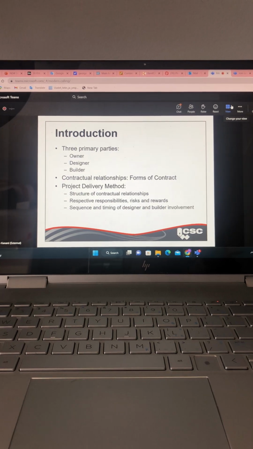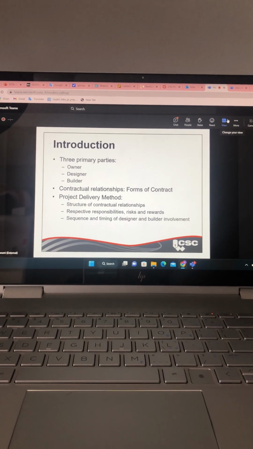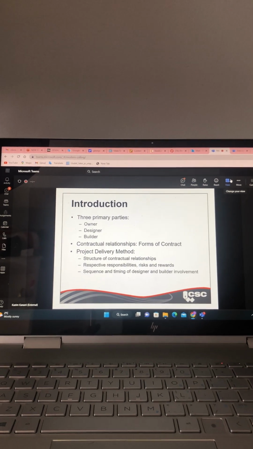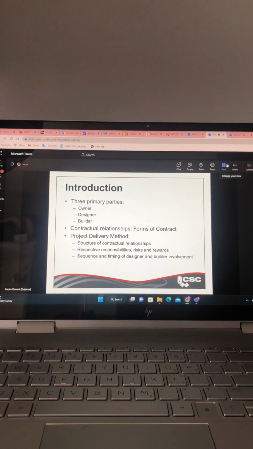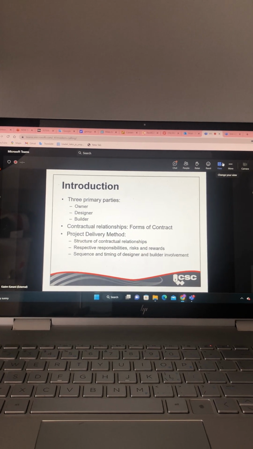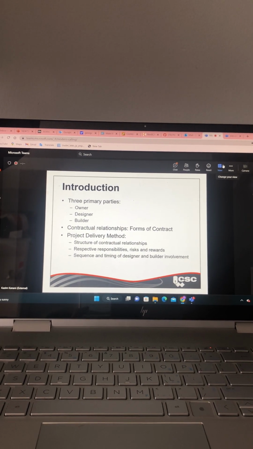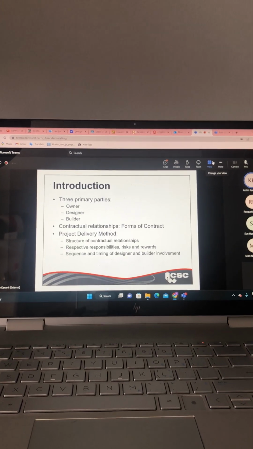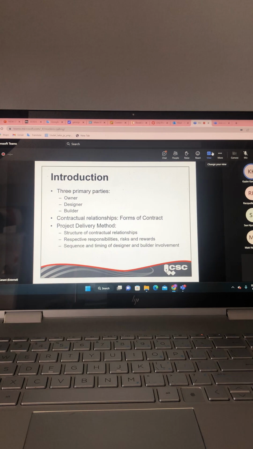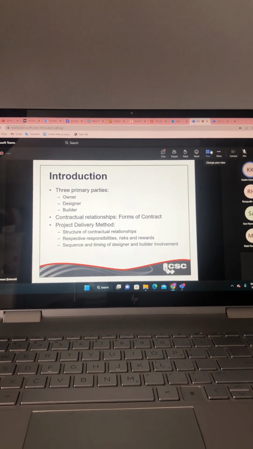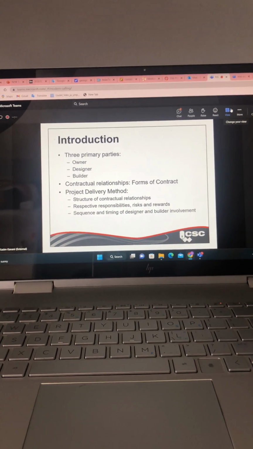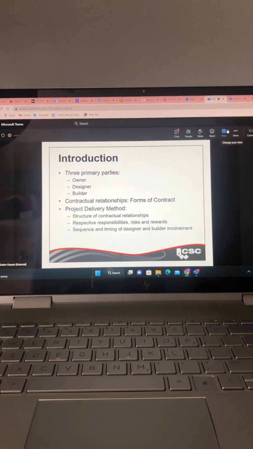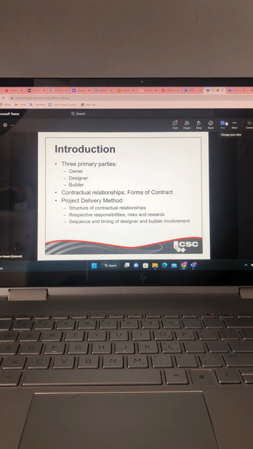Construction projects involve at least these three primary parties that we've been discussing. There may be other parties that may be considered primary to any given project delivery method, and we're going to get into talking about that in a little bit. The contractual relationships are always set out in the contract forms themselves. The standard forms of contract are all available from CCDC, and as you all know, CCDC stands for the Canadian Construction Documents Committee.